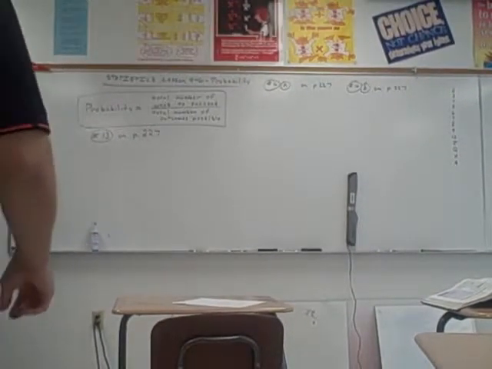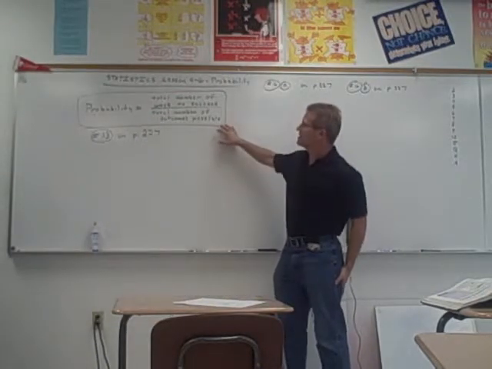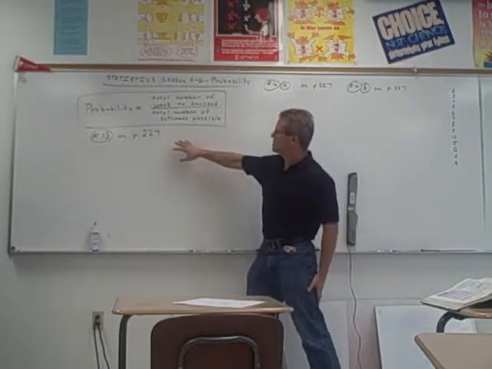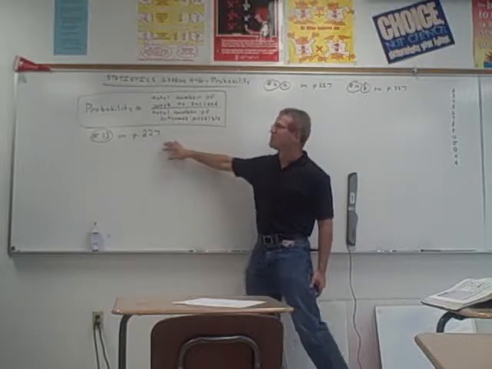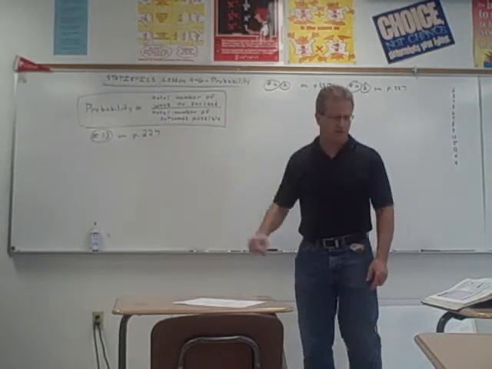All right, this is lesson 4.6 on probability. Remember that probability is the total number of ways to succeed divided by the total number of outcomes. And I'm going to show two problems today, number 13 on page 227 and number 16, A and B on page 227. They're both from lesson 4.6 on probability.